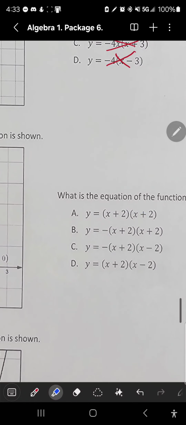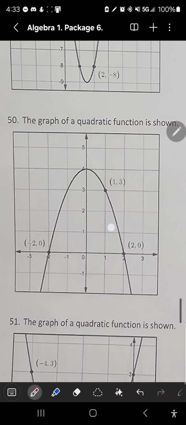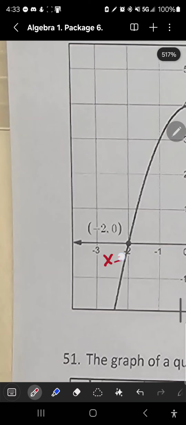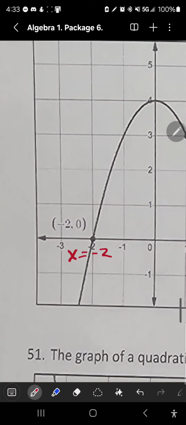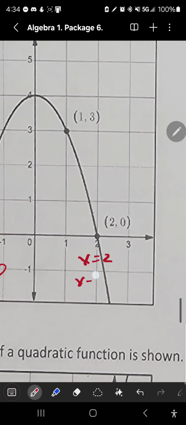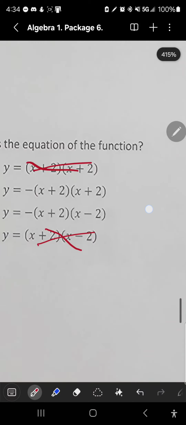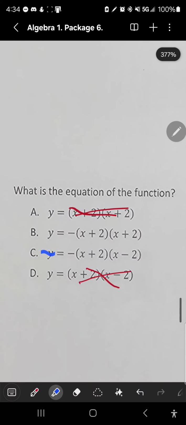Here it is going down. I need a negative value right here. So it is not A, it is not D. Now, our solutions are x equal negative 2 and x equal 2. So x plus 2 equals 0 because I'm adding 2 on both sides, and here x minus 2 equals 0. So it's just (x plus 2)(x minus 2), which is in this case right here. Not happening in B.